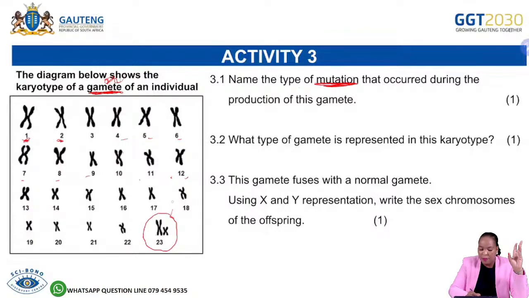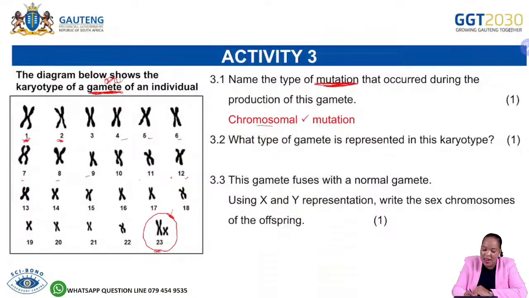It means somewhere during the formation of this gamete, there was failure to separate of chromosomes. So what do we call that failure to separate? We call it chromosomal mutation. That is where now the chromosomes fail to separate. That error that took place.